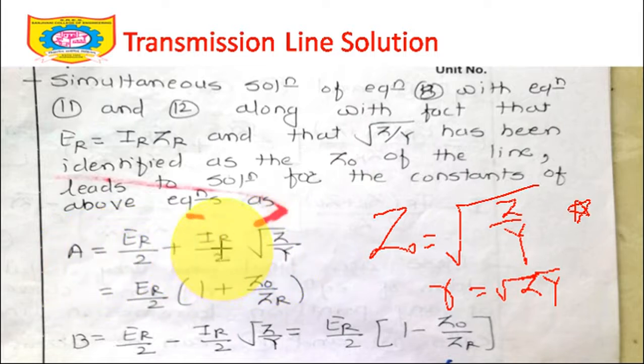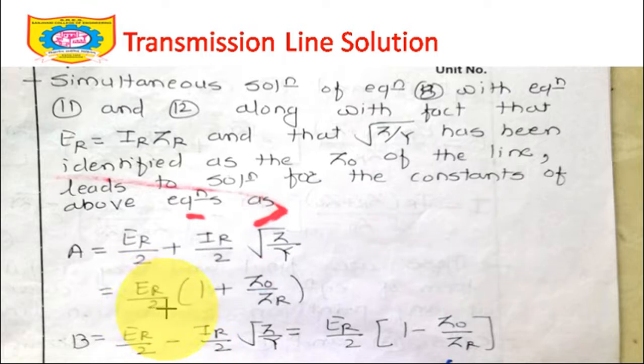Can I replace this IR with ER upon ZR? Yes, I can put ER upon ZR. So it will be ER upon 2 times ZR. And if I take ER by 2 outside the bracket as common, it becomes 1 plus Z0. Where did I get this Z0? I got this Z0 from root Z by Y and ZR from the denominator, since I have replaced IR by ER upon ZR. So this is the equation for A. Just try to compare those expressions once again.